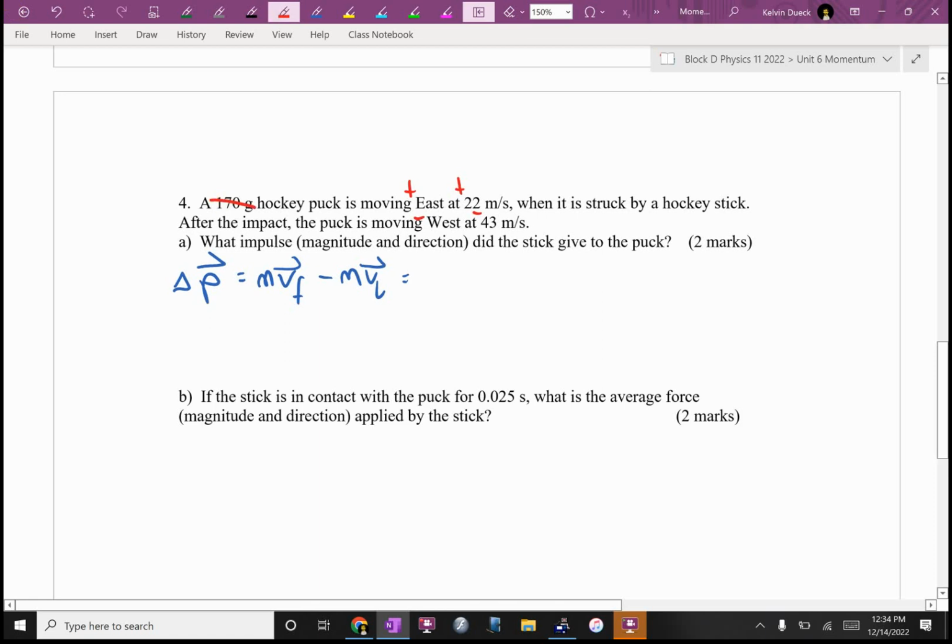It's not 170. 170 grams. How many kilograms? 0.17. Good. So it's going to be 0.17 times negative 43 minus 0.17 times positive 22. I have no idea what the answer here is.